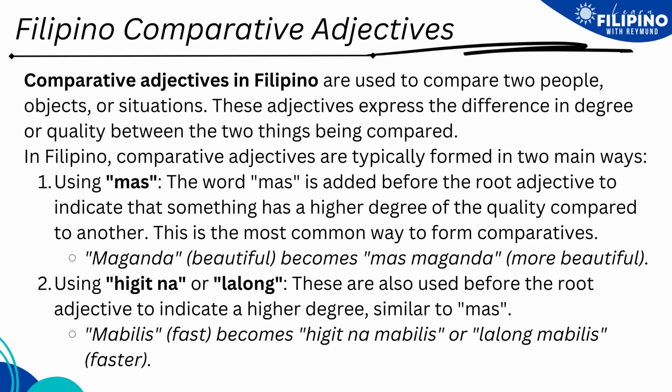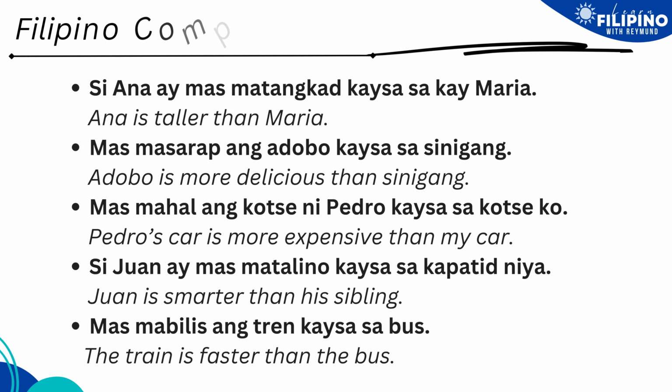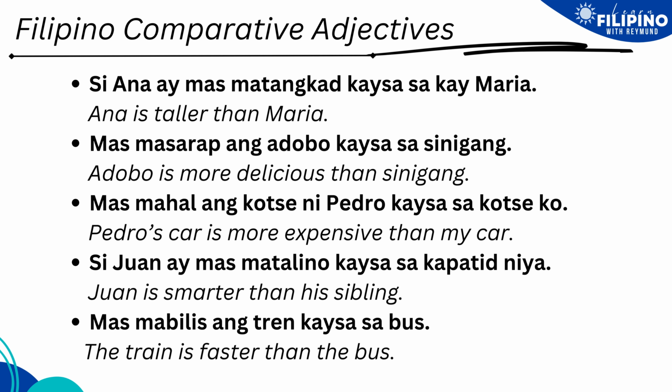The second way to form the comparative adjective in Filipino is using higit na or lalong. So these are also used before the root adjective to indicate a higher degree similar to mas. Like we have the word mabilis, that means fast. So we can have the word higit or lalo, so it becomes higit na mabilis or lalong mabilis, it means faster. Let us have the following example sentences.